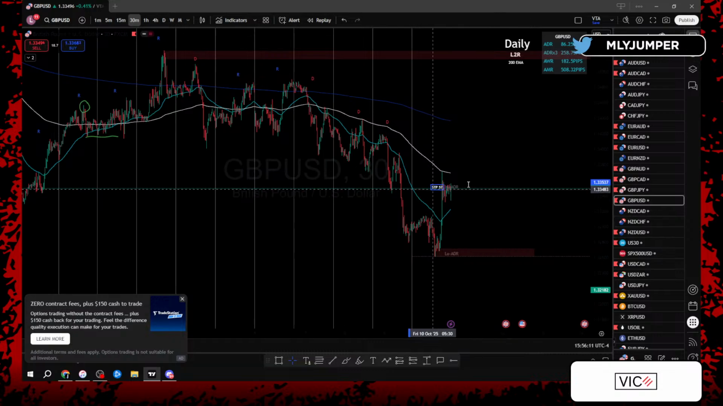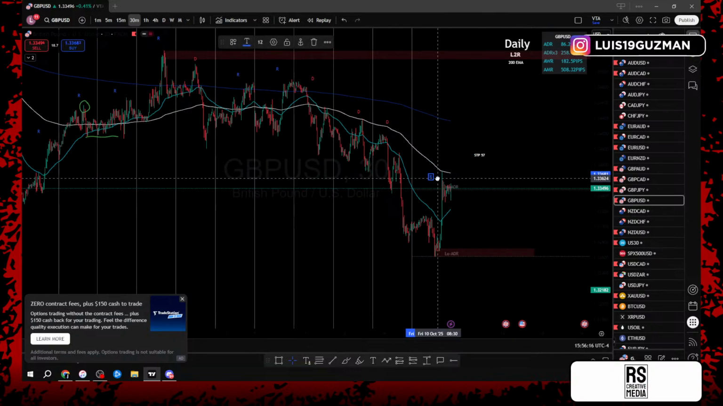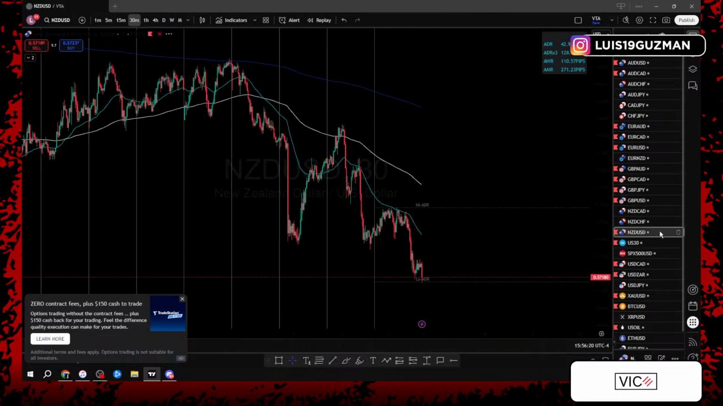The question would just be, how high is this pullback going to be, right, into the lower high? So that 5-minute time frame is going to tell us a lot in this area.